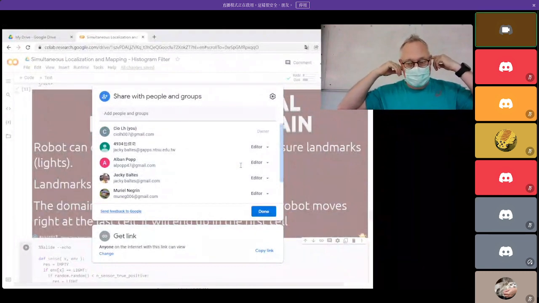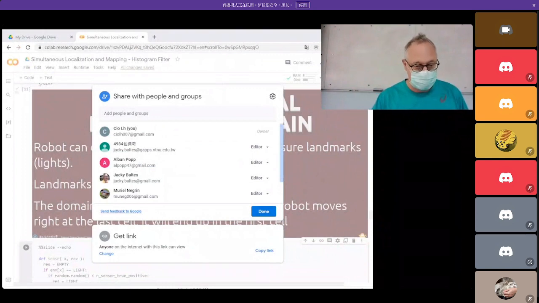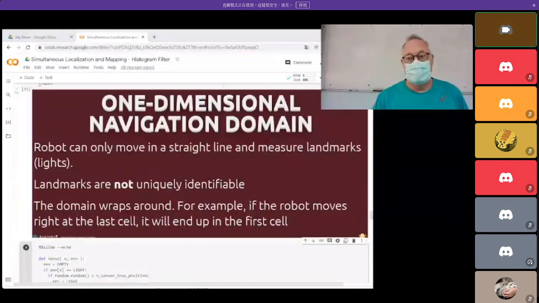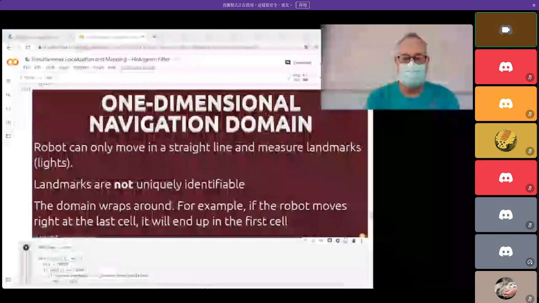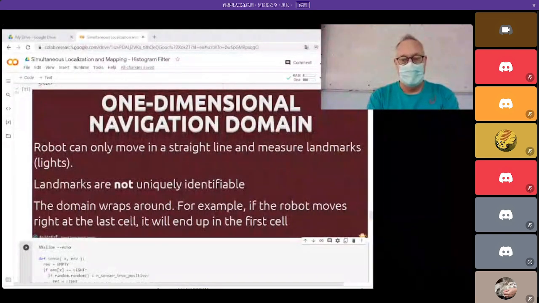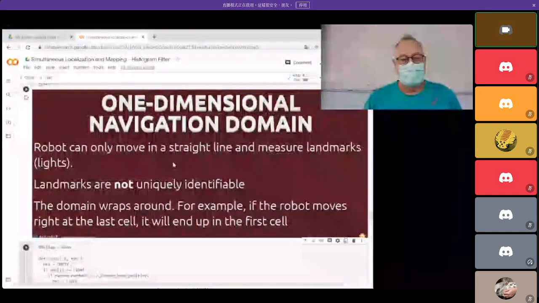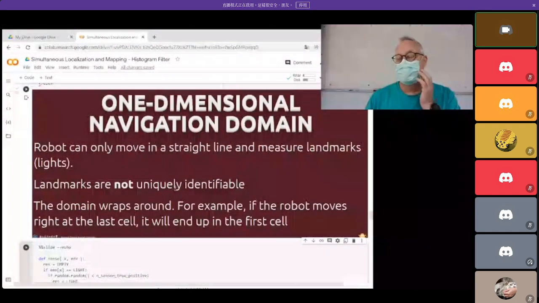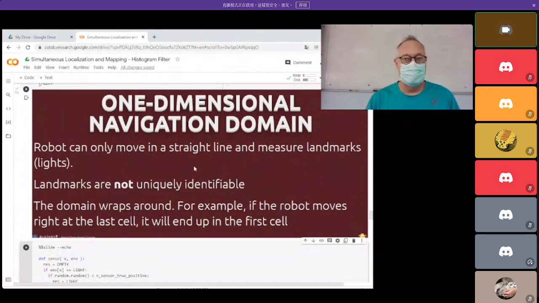So today we're going to continue the histogram filter, and that is our introduction to then particle filters in the later part of the class. So the histogram filters, we designed a one-dimensional navigation domain where the robot can only move in a straight line, so it moves left or right. And like the Minerva robot project, we're measuring light.